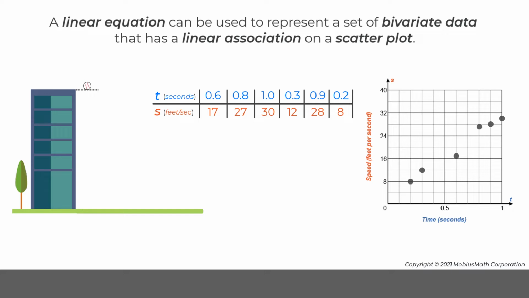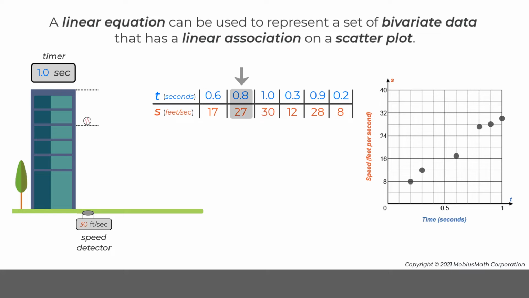To collect this data, a speed detector is placed on the ground, directly below where the ball is dropped. When the ball is dropped, a timer is started. As the ball is falling, the timer is stopped and the speed of the ball is recorded using the speed detector. Each time the speed is measured, two related values are recorded: the time that the ball has been falling and the speed of the ball.